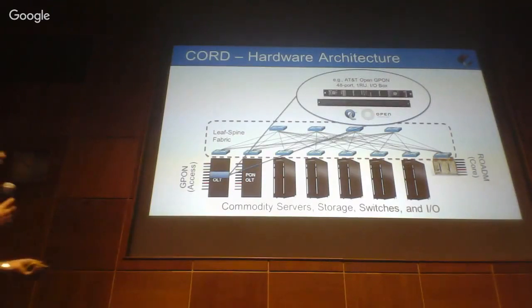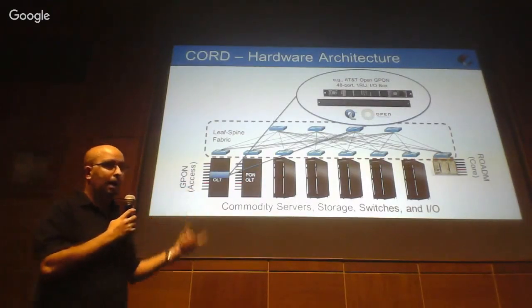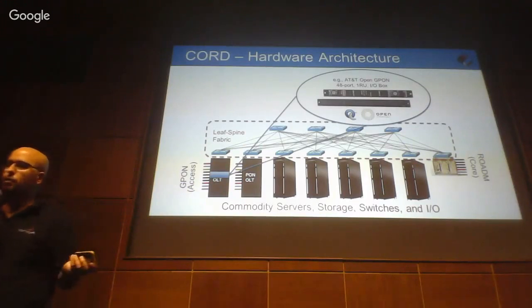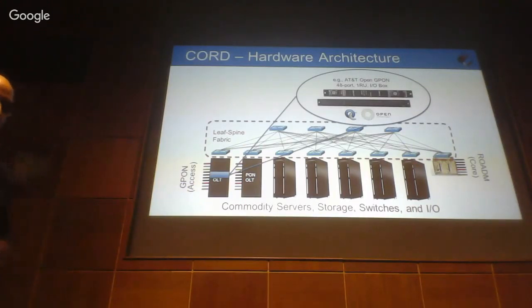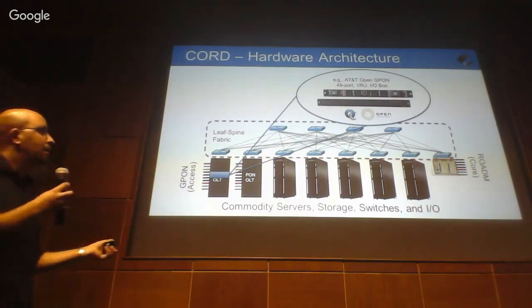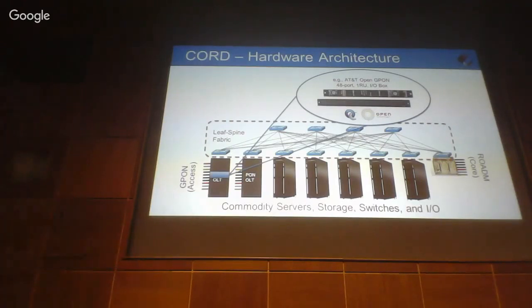For example, we use an OLT. It's the AT&T Open GPON, a 48 PON port OLT. It fits into one rack unit, and it can serve about 3,000 subscribers in one RU, which is pretty impressive.